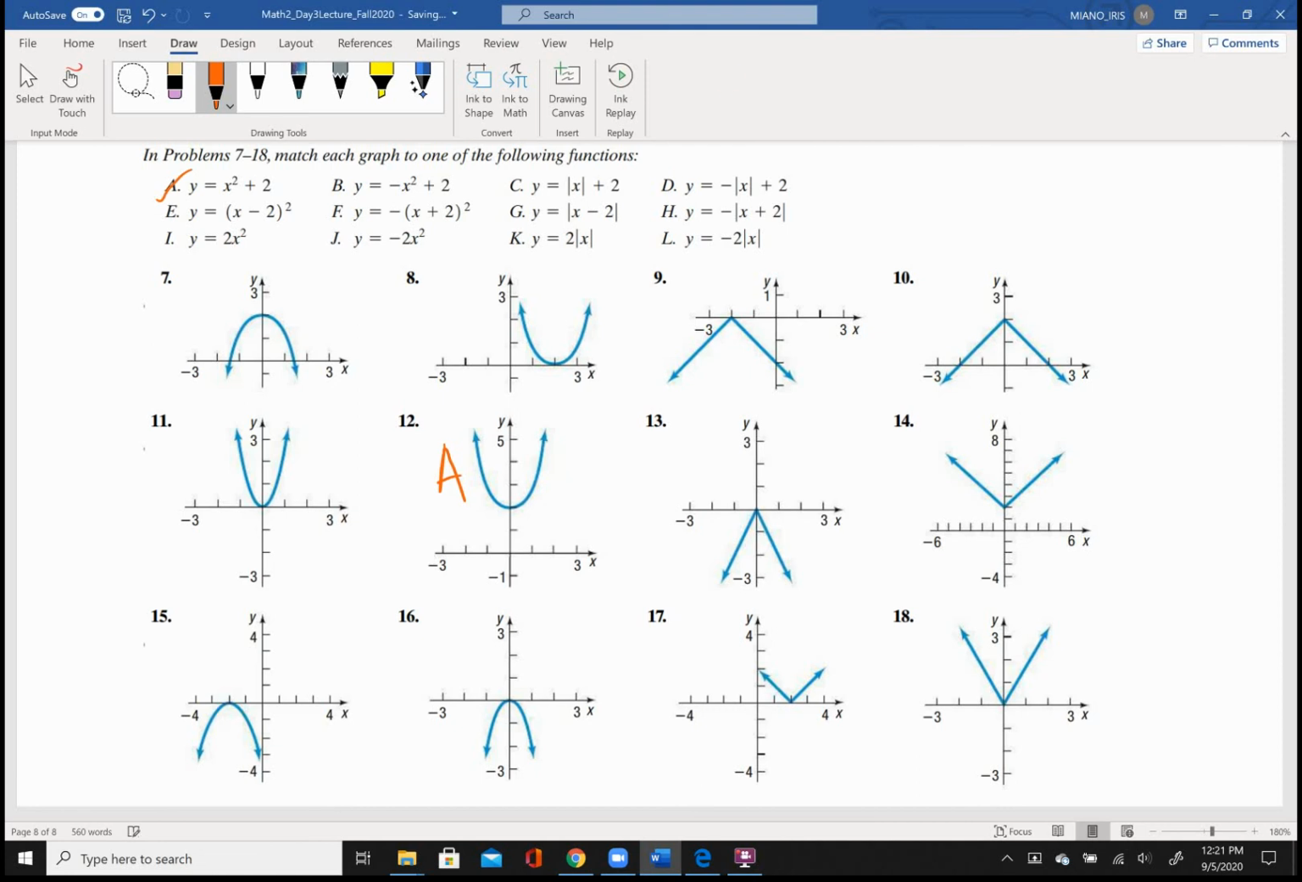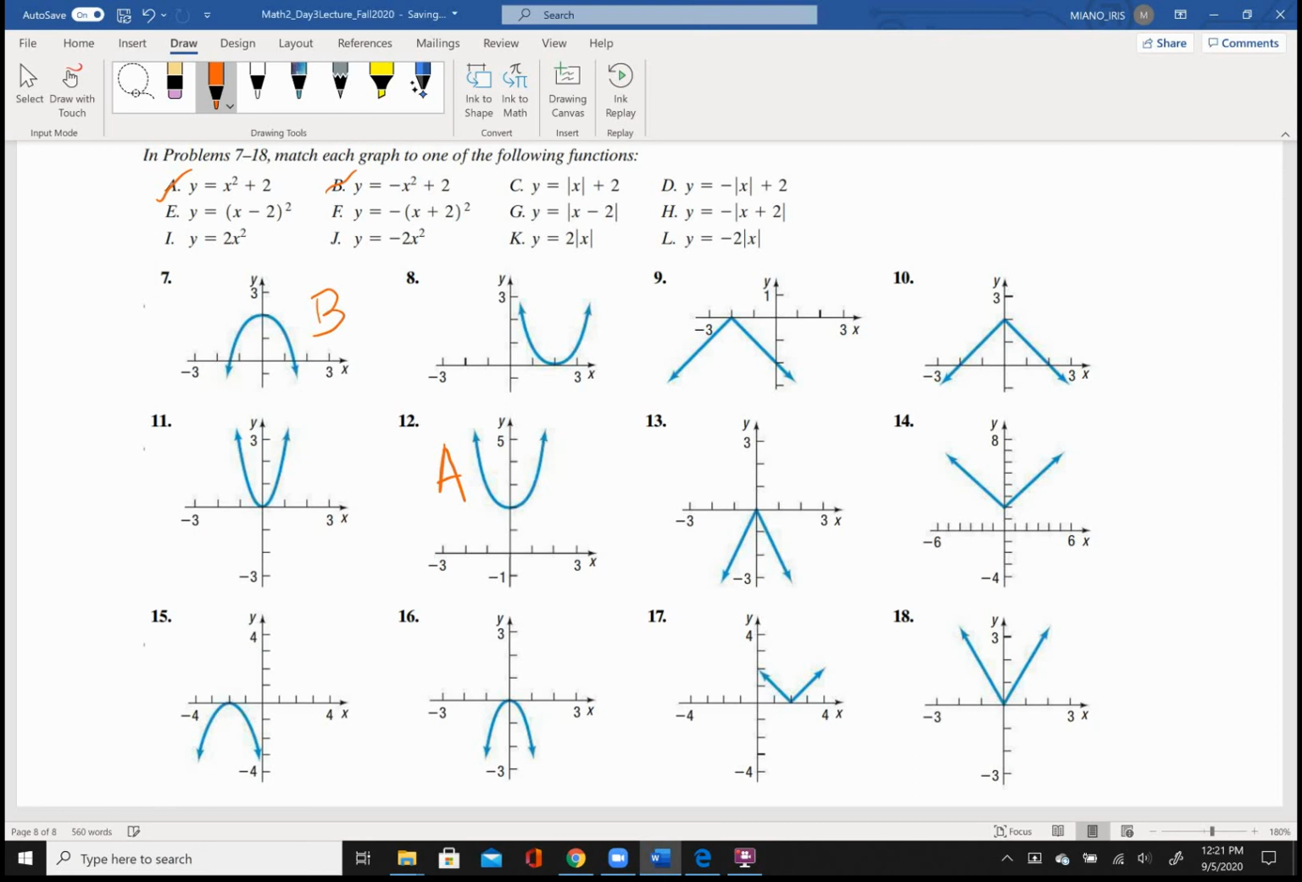B, let's go negative x squared plus 2. So this is still a vertical shift of 2, but we've got to flip that parabola upside down by virtue of this negative 1 factor in front of the function, okay? So that'll look like which one? Which one's upside down and up by 2 units? Sorry, this one's upside down and up by 2 units, right? So this one will be B.